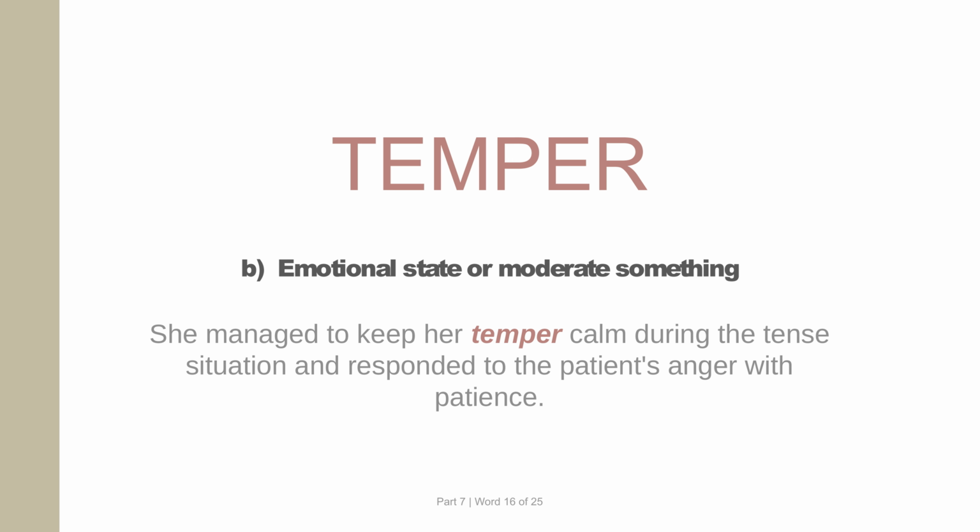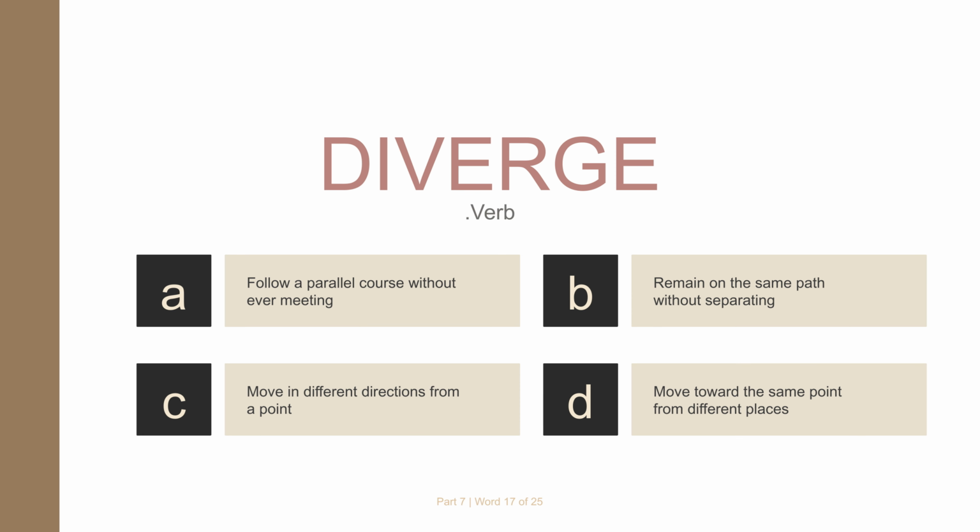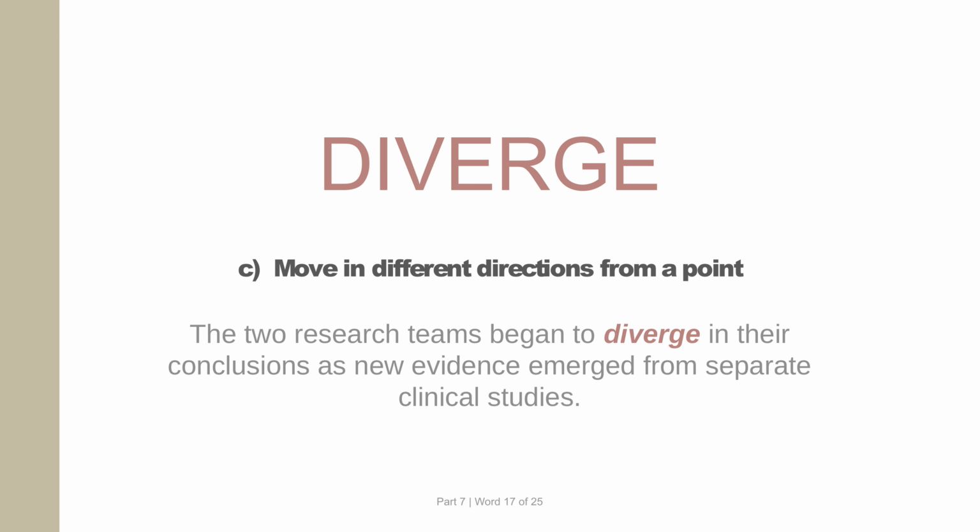Example: she managed to keep her temper calm during the tense situation and responded to the patient's anger with patience. Question 17. What is the meaning of diverge? Option A: follow a parallel course without ever meeting. Option B: remain on the same path without separating. Option C: move in different directions from a point. Option D: move toward the same point from different places. Correct answer: Option C. The correct meaning of diverge is move in different directions from a point.